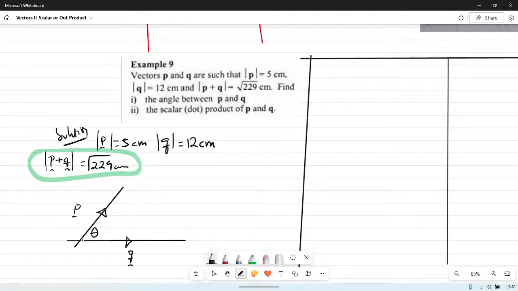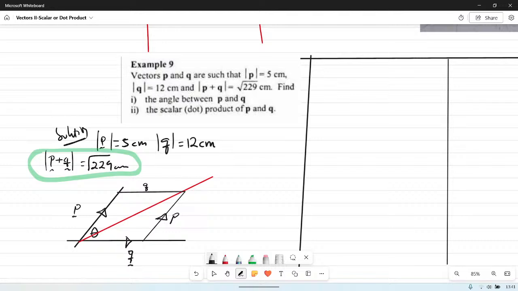Now, for P plus Q, you have to introduce another diagonal line from here. Connect this, and also bring a line that is parallel to P and Q. So you form a parallelogram. So this vector here becomes the same as Q. Up to this level, are we okay?